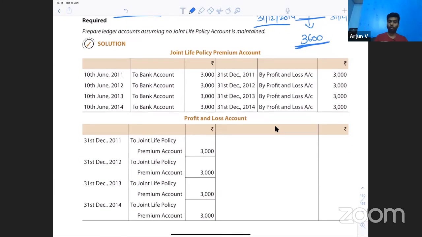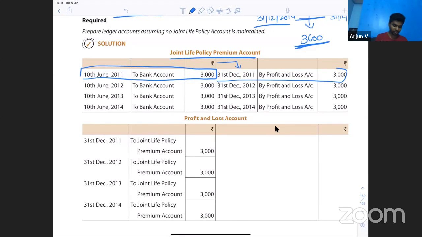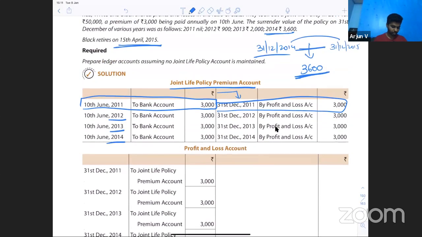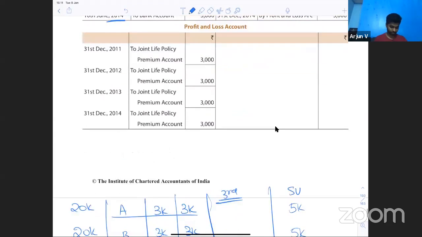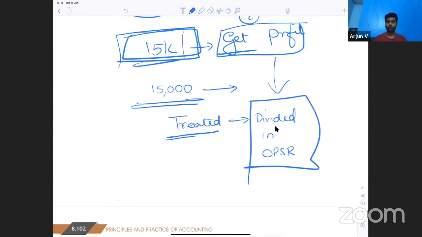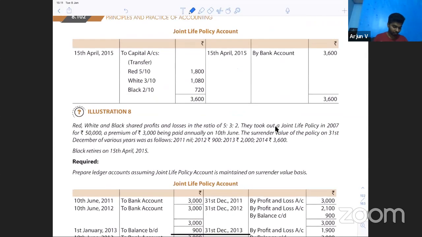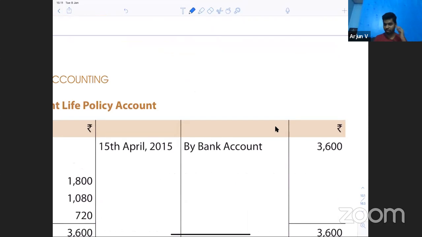Now, what did I say the journal entries? Every year, joint life policy account debited to bank account. Correct? And every year end, you have to transfer it to P&L account, that is profit and loss account, to JLP. This you will do first year, second year, third year, fourth year. Fifth year, before I pay it, B, that is Black, decides to retire. Are you clear? When Black decides to retire, the firm is getting money.